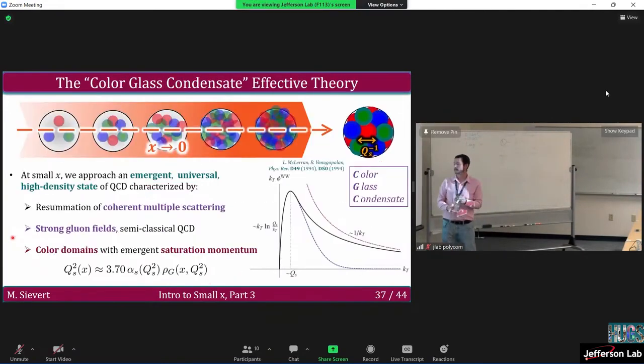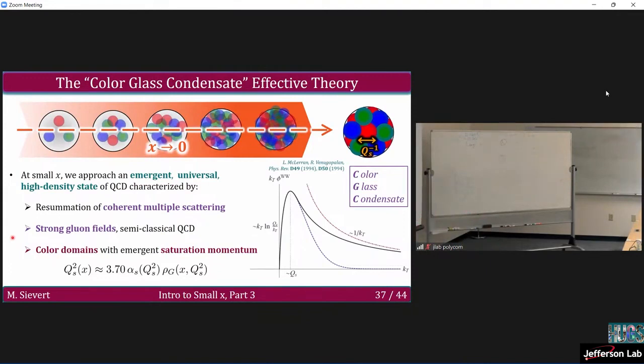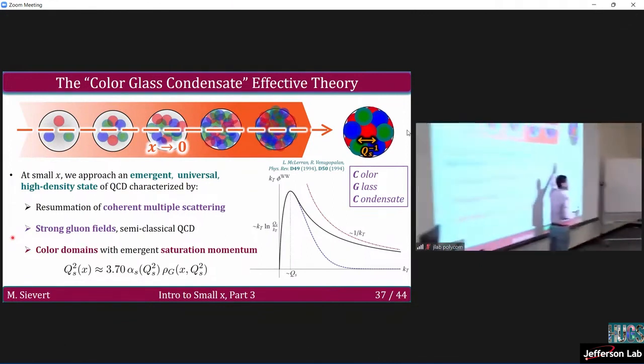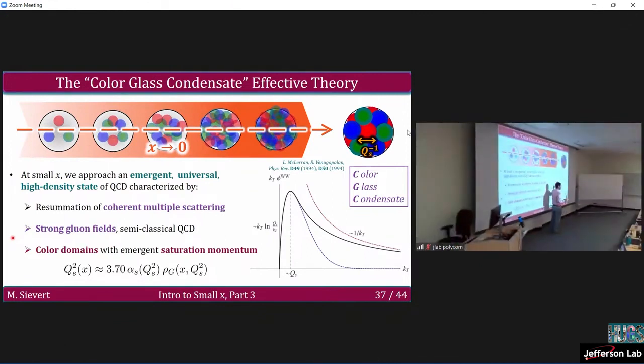Here we go. So what I said before is that in the dilute region, say down here where the momentum is small, these guys are growing exponentially fast. But in regions where the density is high, this has slowed down. So it's not just that the number of gluons is growing, it's growing differently in different regions of momentum space.